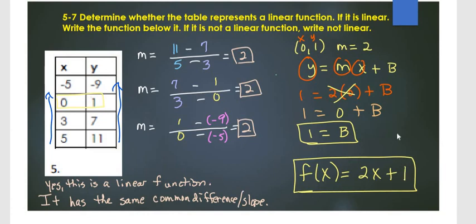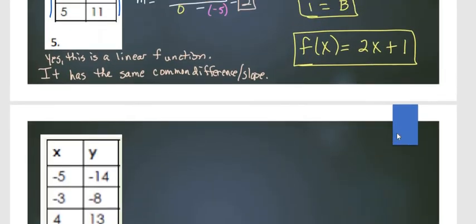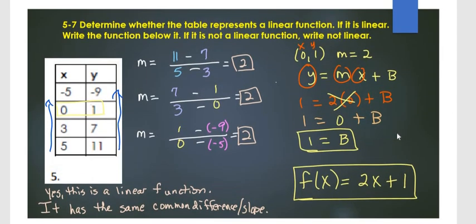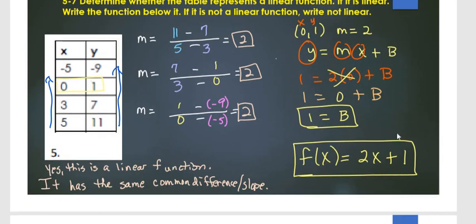Now, I want you to work 6. I want you to work 6 just like you did number 5 right here. I'm going to leave it on number 5 so you can use this as an example. So pause me while you work number 6. Now let's look at number 6.